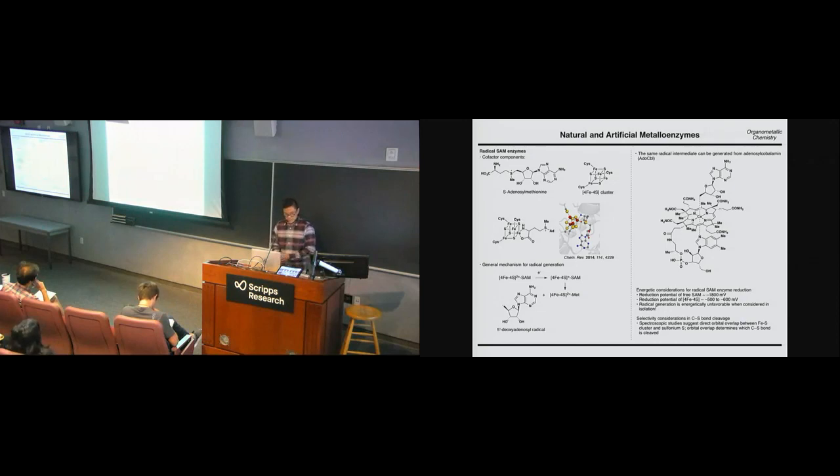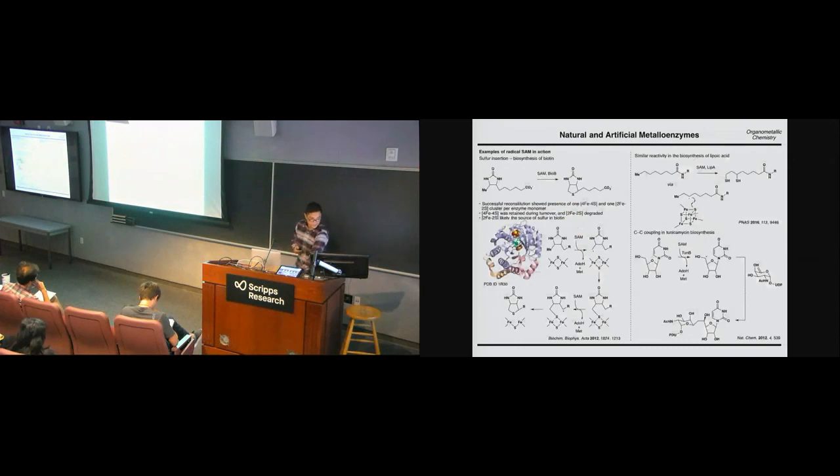Okay, things that radical SAM can do. This is just some examples. One example can be found in the biosynthesis of biotin. There's an enzyme called BioB that's responsible for sulfur insertion to generate the following heterocycle. The mechanism of the reaction is the following.